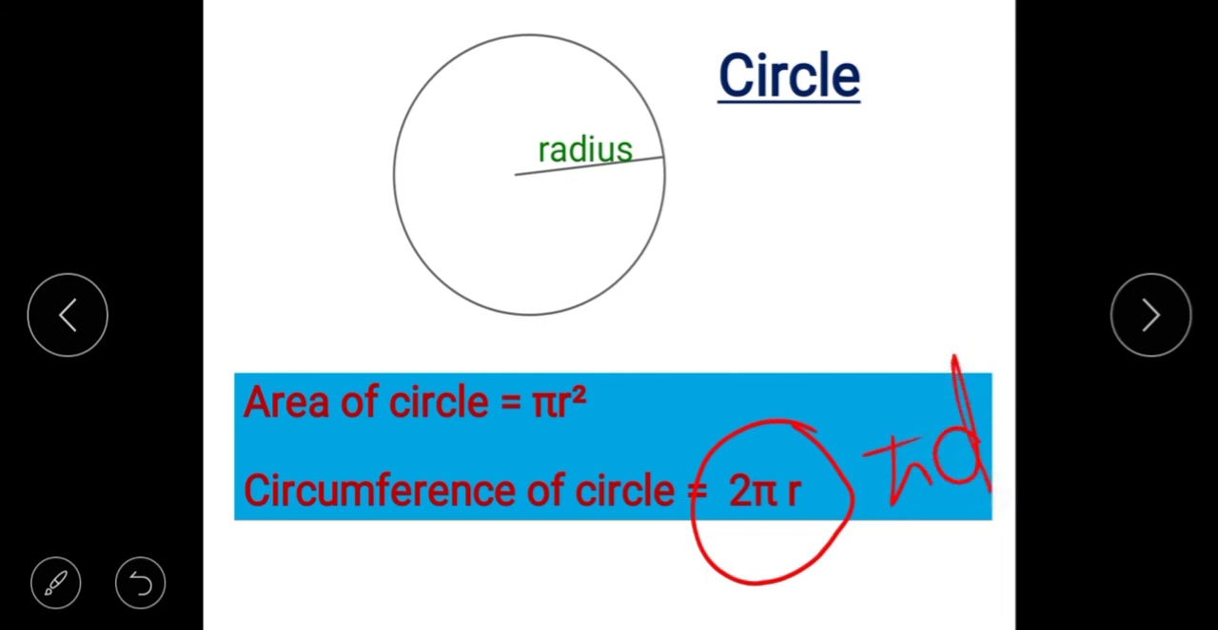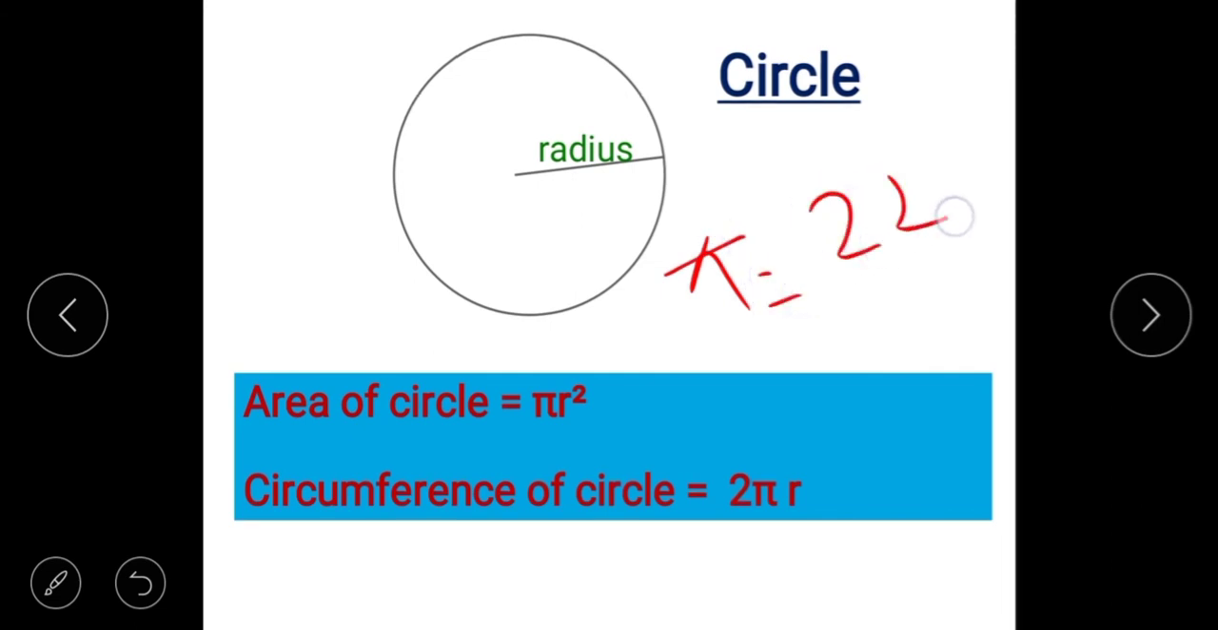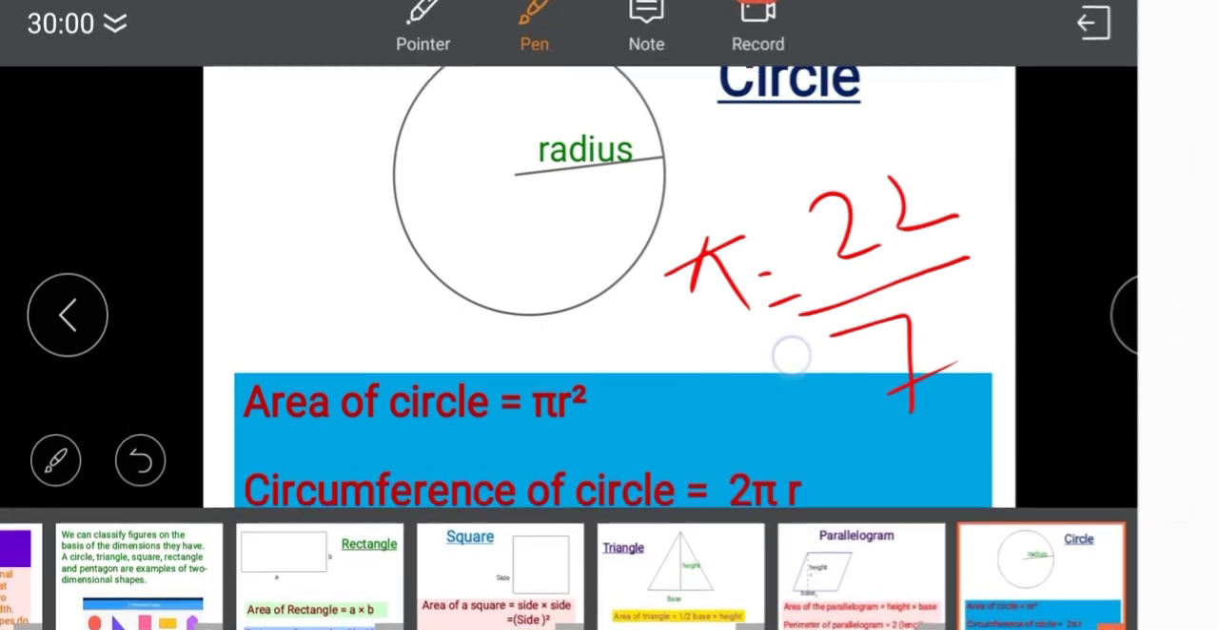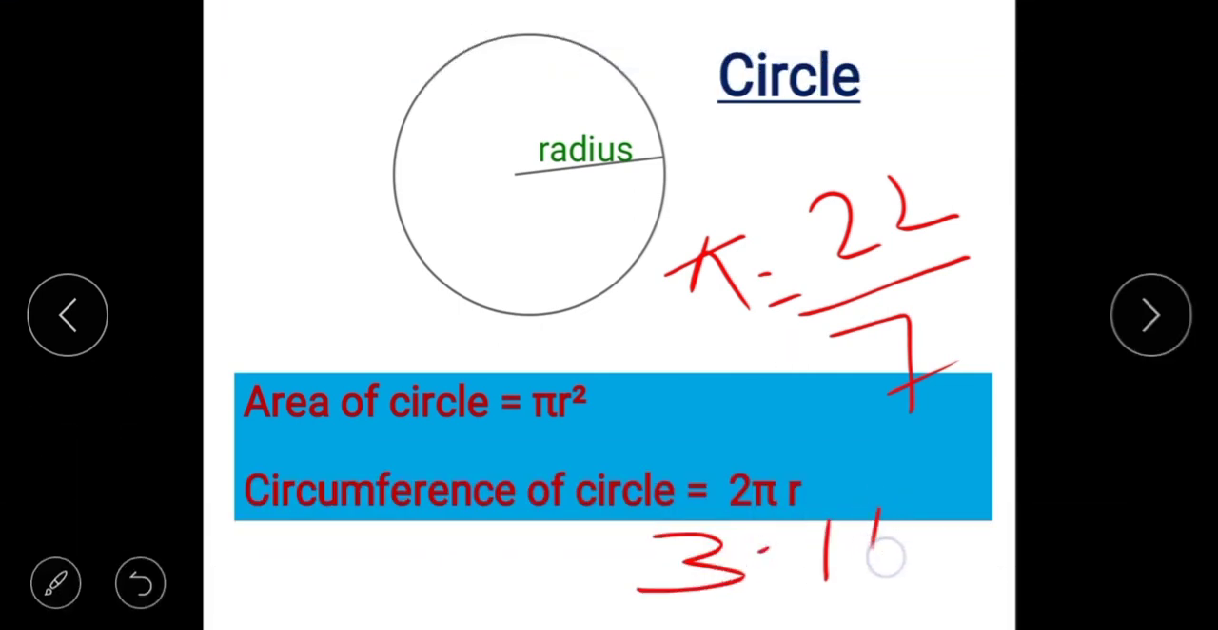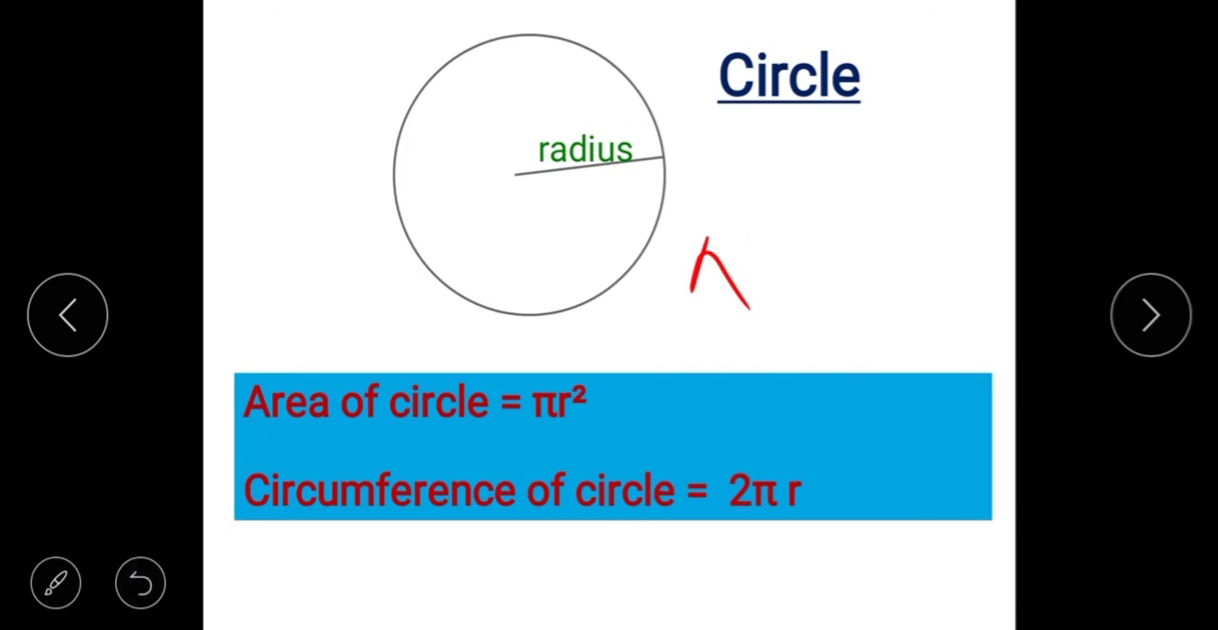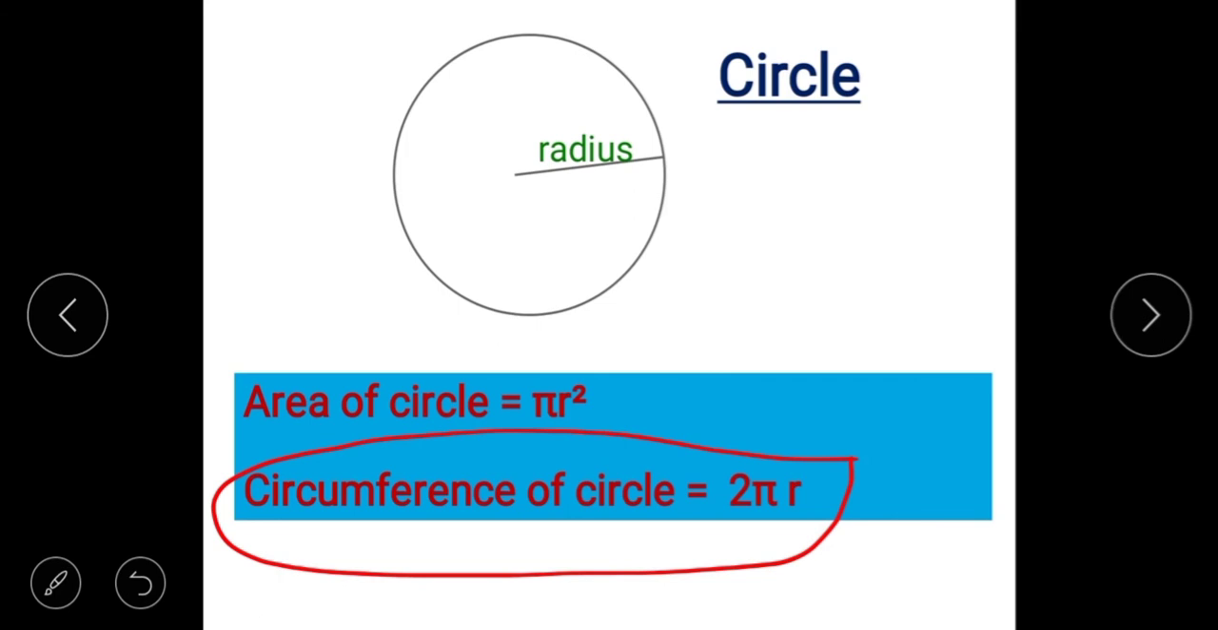The diameter is the largest chord of the circle. The value of pi is 22/7 or 3.14. So you can use any one of it, either 22/7 or 3.14. So you have the circumference of the circle, which is 2 pi r, and the area of the circle is pi r square.